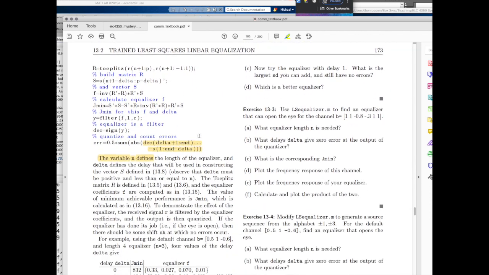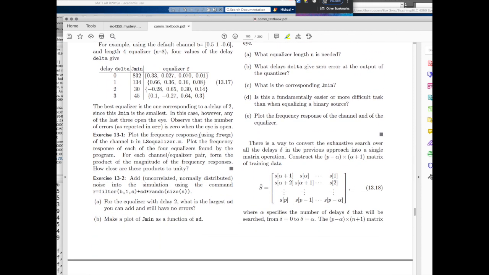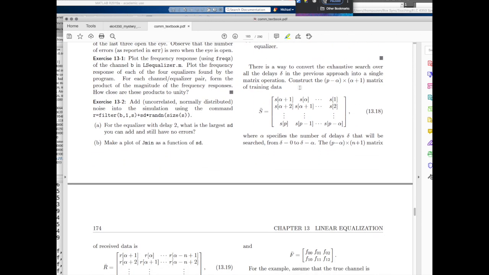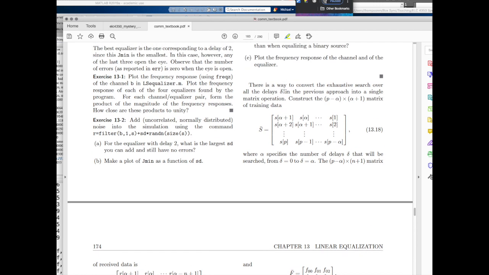It turns out you can pile everything into one gigantic matrix. The idea here is that we don't know which delta to use, but we can put a range on it. So delta will fall in some range 0 to alpha. We could make this new matrix S bar that's a function of alpha. Effectively, we're putting all of the choices of delta into this one S bar matrix and still forming the signal values in the same way that we did before.